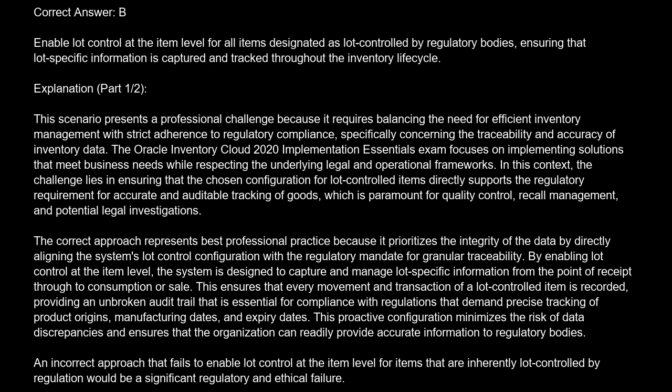By enabling lot control at the item level, the system is designed to capture and manage lot-specific information from the point of receipt through to consumption or sale. This ensures that every movement and transaction of a lot-controlled item is recorded, providing an unbroken audit trail that is essential for compliance with regulations that demand precise tracking of product origins, manufacturing dates, and expiry dates. This proactive configuration minimizes the risk of data discrepancies and ensures that the organization can readily provide accurate information to regulatory bodies.